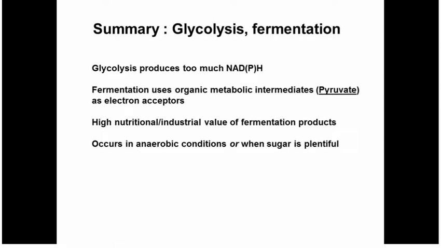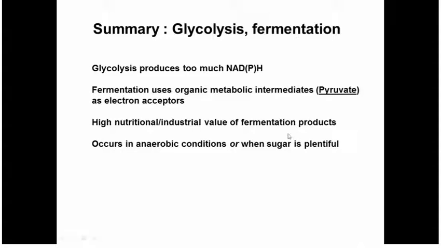Okay, just to pick up where we left off. So this is the summary for glycolysis and fermentation. Glycolysis on its own produces too much NADH, and it's got to be recycled to oxidized NAD+. The way this works is by using pyruvate or other organic molecules derived from pyruvate to function as electron acceptors.